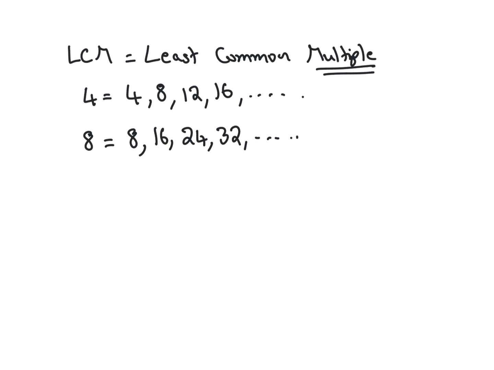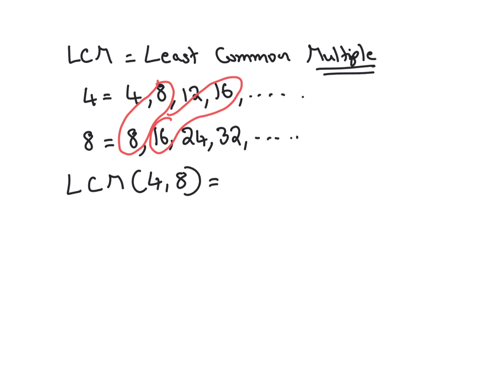Fine. Now, what are the common multiples of 4 and 8? Can you figure out? The common multiples are 8. Can you see that? 16, and there are many more. Now, what is the least common multiple of 4 and 8? Can you guess? It is 8.